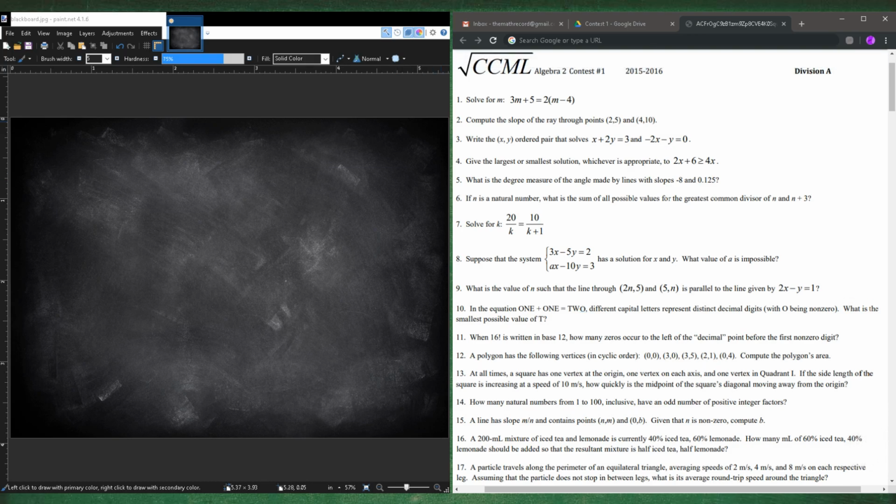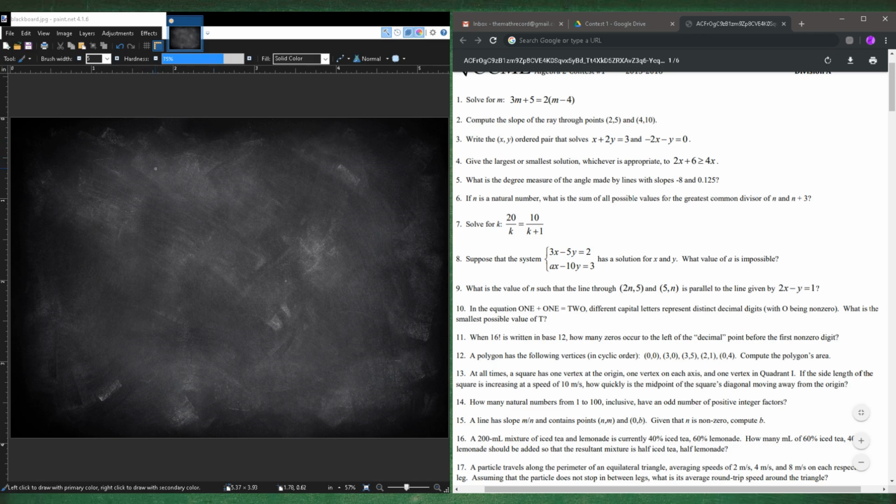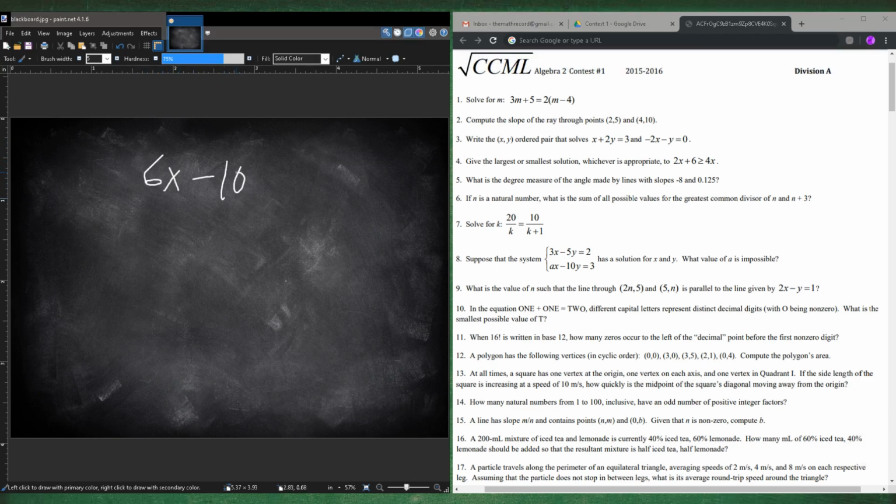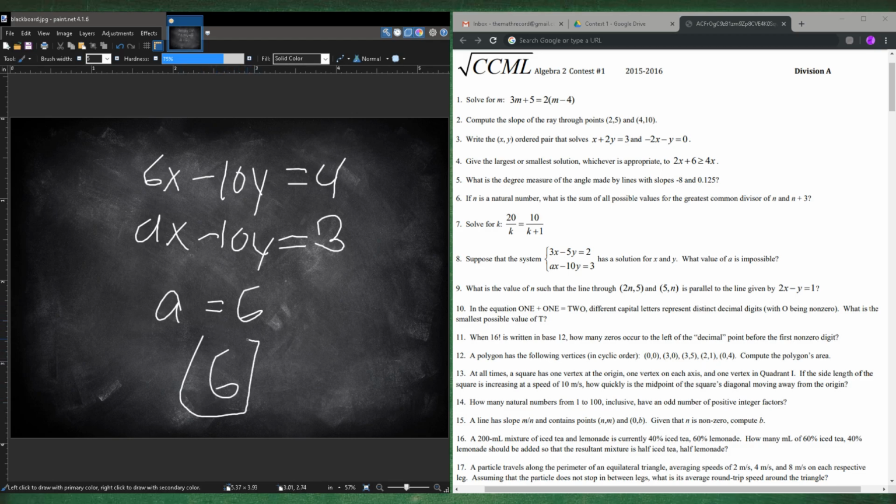So we have 3x minus 5y is equal to 2. You want to get the negative 5 to negative 10, so you multiply by 2 and get 6x minus 10y is equal to 4. And you have 8x minus 10y is equal to 3, with a in place of 8. If a is equal to 6, then technically no value that you put in will equal both 4 and 3, because it equals only one of them. You can't have an answer that's both 4 and 3. So a is equal to 6 is the answer. 6 is the answer for number 8.